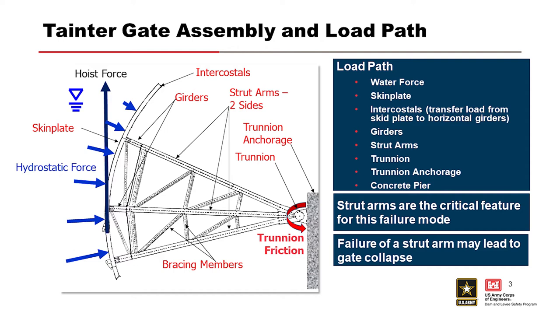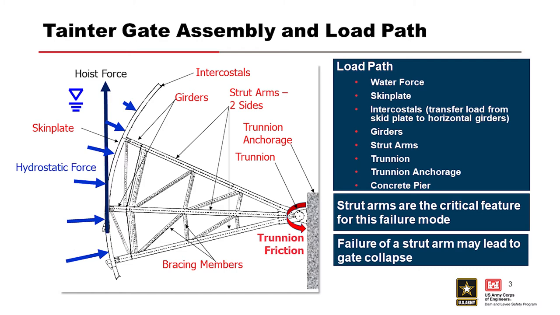So to get oriented with a radial gate or Tainter gate, I'm going to go from left to right following the upstream to downstream. So you have the hydrostatic force on the gate that gets transferred to the skin plate, which is the water barrier for the gate. That load then gets transferred into the girders, which would be running horizontally in and out of the picture. That load then gets transferred in compression to the strut arms. Each one of those diagonal members that go from the skin plate down into the trunnion. The braces are just that, they're bracing the strut arms. So again, all that load and compression from the strut arms gets transferred into the trunnion.